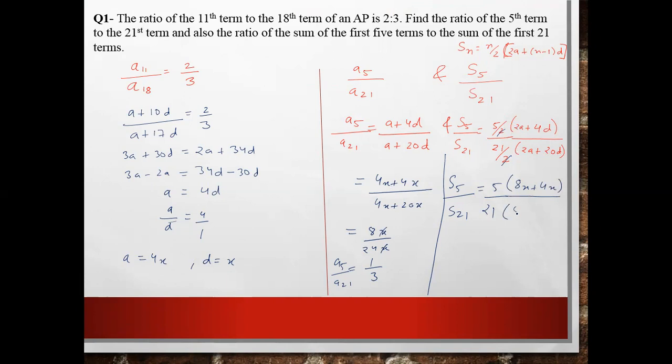All right. Here we'll be getting 8x plus 20x. That means we are getting 5 into 12x upon 21 into 28x. All right. This can be cancelled: 3, 7 times, 3, 4 times, and 4, 7 times. So I'll be getting 5 upon 49 as my answer for the ratio of the sum of first 5 terms and first 21 terms. See, I don't have to calculate the values individually. So these will be my respective answers for this question.